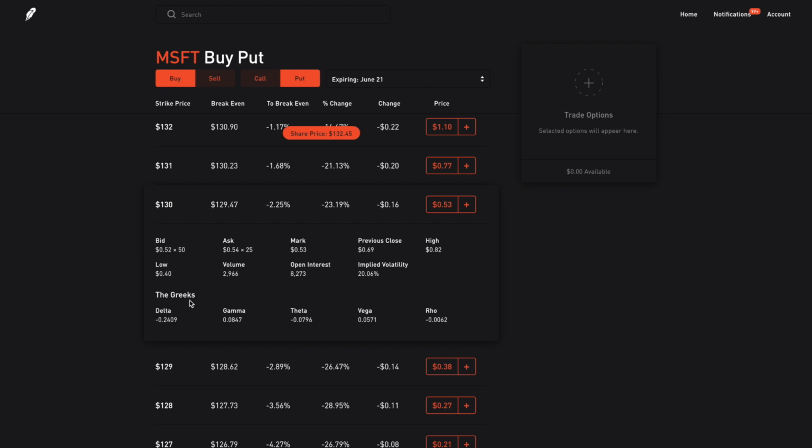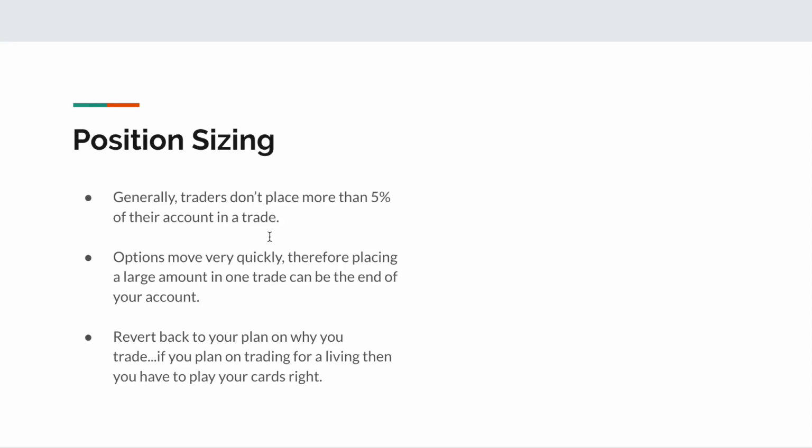So you gotta look at both sides, which leads us to our next point, which is going to be risk tolerance. So let's move back to the PowerPoint and talk a little bit about risk tolerance and risk management that you must take when you're trading options. I've covered this in my day trading course, but I just want to cover it again in my options course, because position sizing is just as important in options as it is with stocks. It actually is more important because option prices move a lot faster, therefore you're at more risk. Generally, traders don't place more than 5% of their account in a trade. So if you're trading with $1,000, you don't want to place more than $50 of your account in that trade.